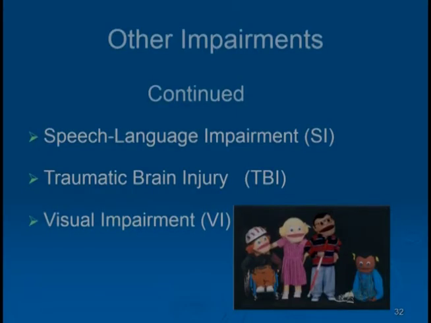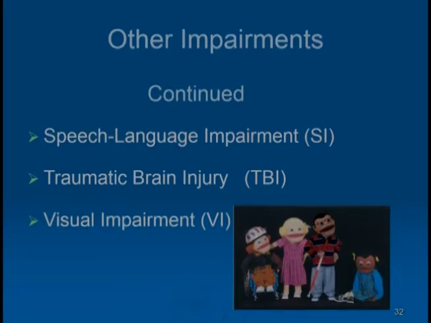Other impairments include speech-language impairment. That refers to a difference in communication skills so significant that it is apparent, disrupts communications, or affects emotional, social, or intellectual growth. The impairment may be in the inability to articulate speech sounds, to comprehend and/or use language. It may include an interruption in the flow of speech or voice impairment. Students with speech-language impairments may have difficulty communicating with the driver or with other students.